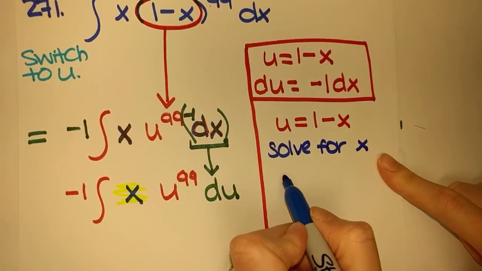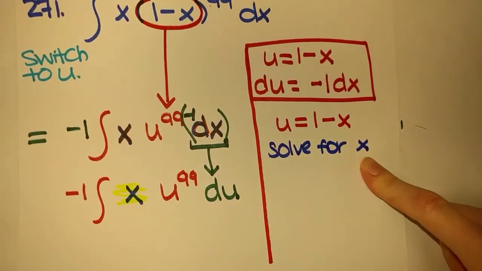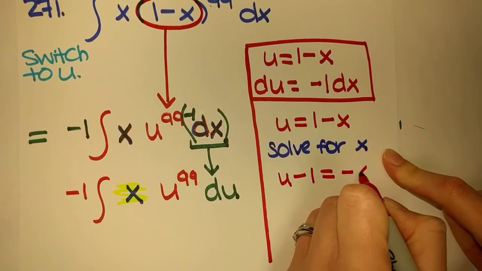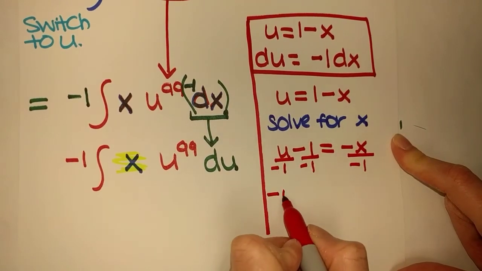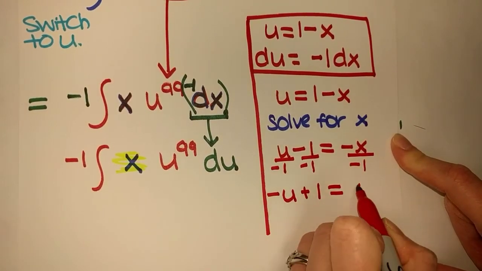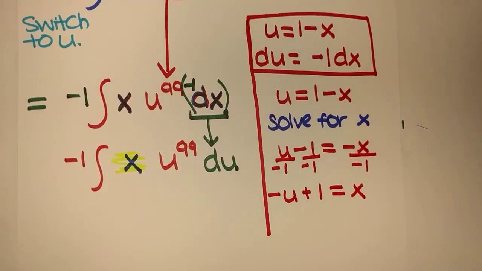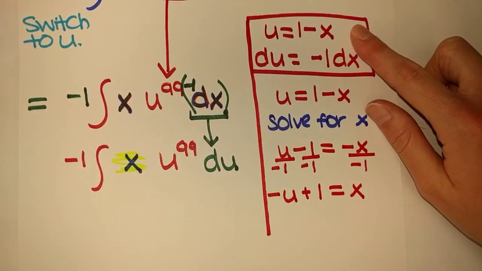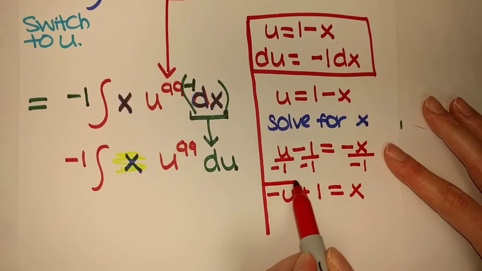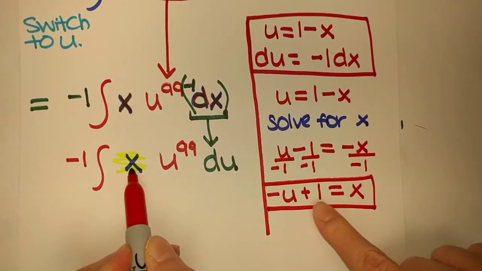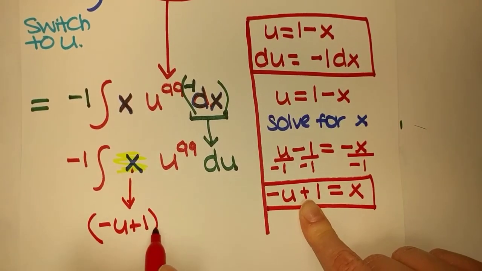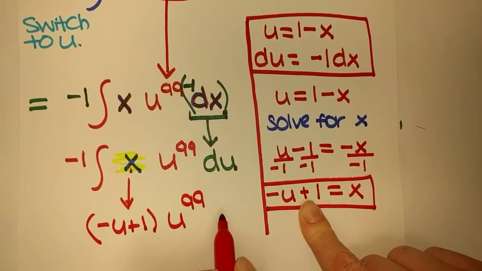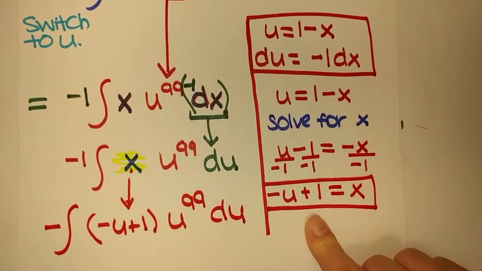So if I do that, one way of doing this would be to subtract 1 from both sides. Get u minus 1 is equal to negative x, and then divide by negative 1. So you get negative u plus 1 is equal to positive x. And that is a perfectly acceptable equation, because it came from our definition of u. So what we're going to do is replace this x with negative u plus 1. And because it is two terms, we will put parentheses around it. We still have the u to the 99th, we still have the du, and then the negative.